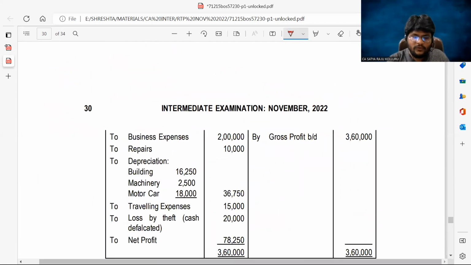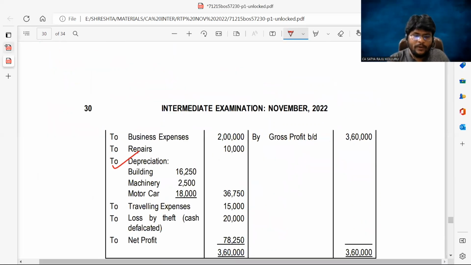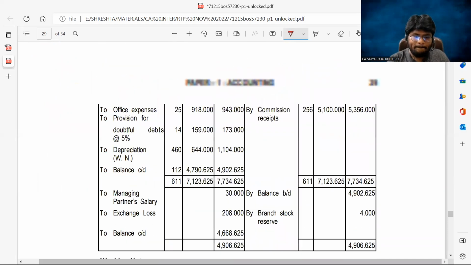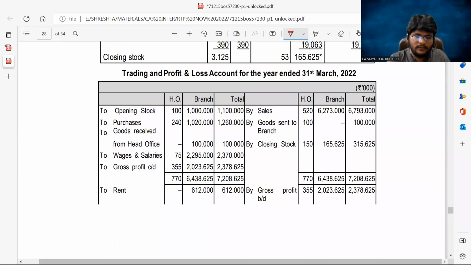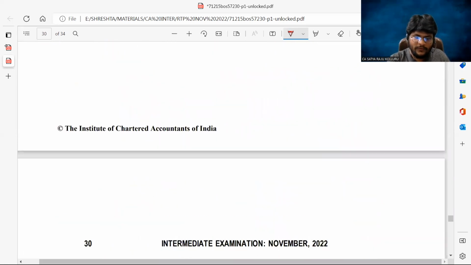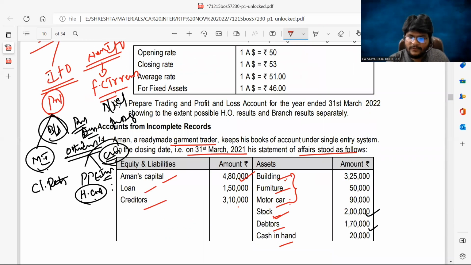Simultaneously, depreciation you can also show in the P&L. Next, stock, which is the opening stock. In the trading account, the opening stock you can put. Don't confuse, this is the opening stock. You can put 2 lakhs. Next, debtors. In the working note, debtors balance brought down.